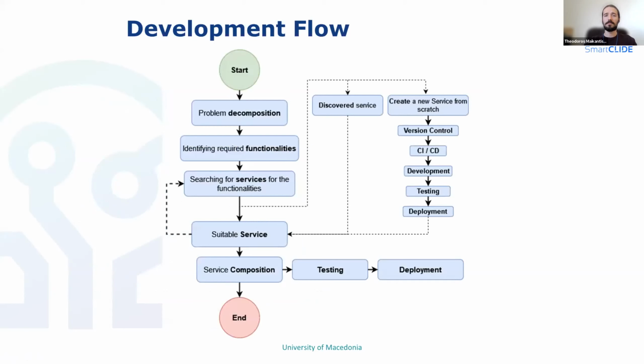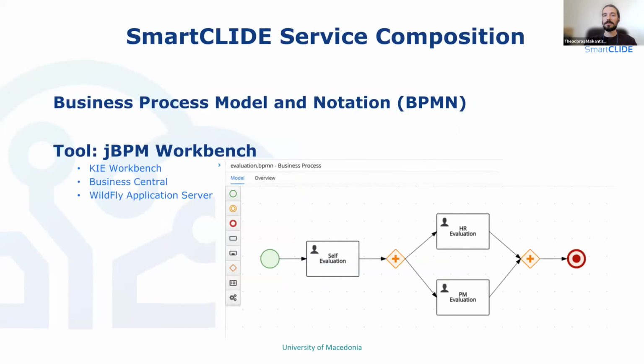Continuing with the steps we had previously described, we were able to integrate the steps of problem decomposition and service composition into one tool. This tool is JBPM Workbench. The Workbench implements a widely known standard, BPMN, used for business process modeling through a graphical notation for specifying business processes. Using it, we can create workflows like the one you see, but also more complex ones, where their nodes are mapped to service implementations, such as, for example, a REST service.